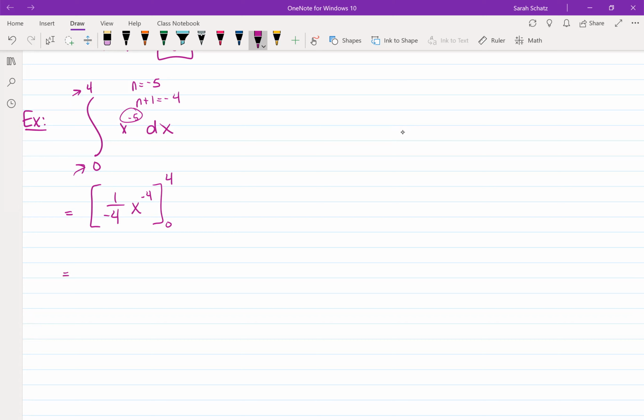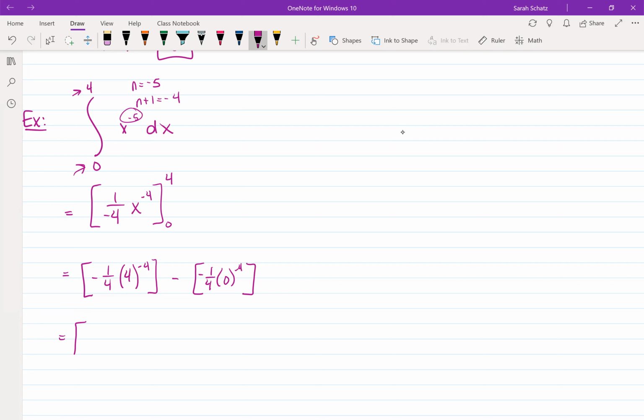So remember, put in the 4 first. That looks like -1/4 times 4 to the -4. So I put the 4 in there. Now here I'm going to put the 0. Make sure you subtract in between. I get -1/4 times 0 to the -4. So let's see what I get.